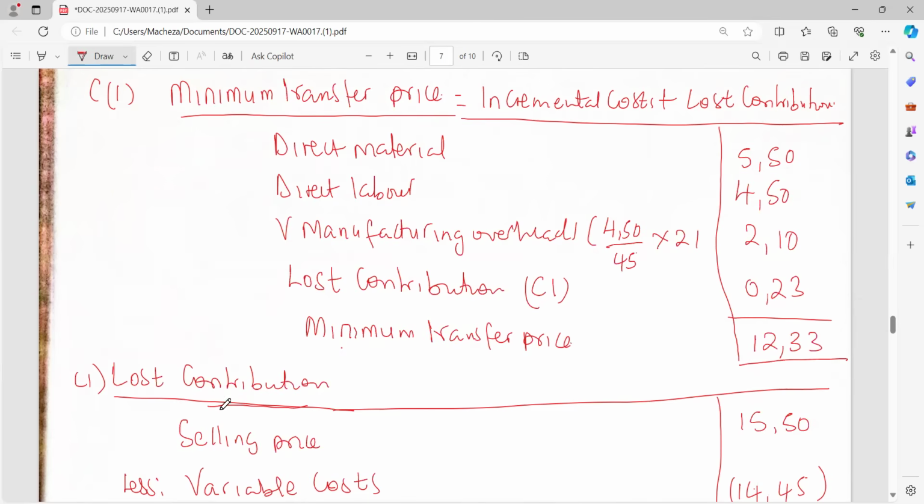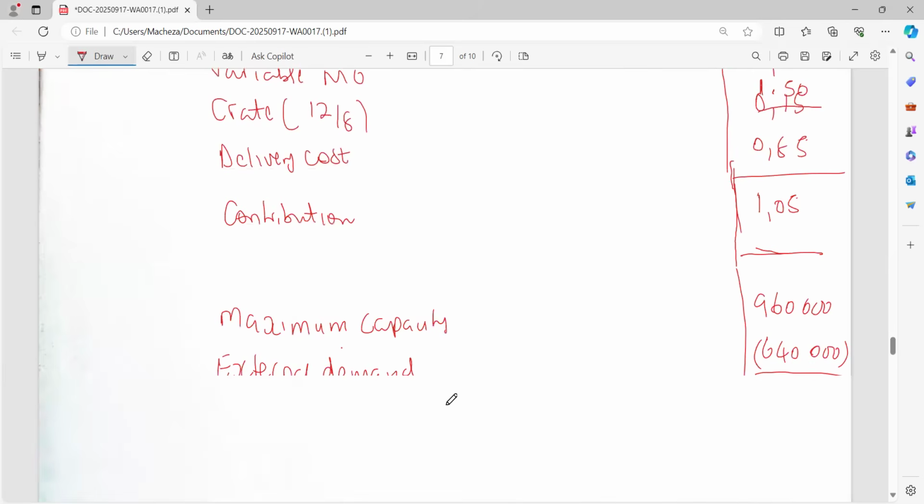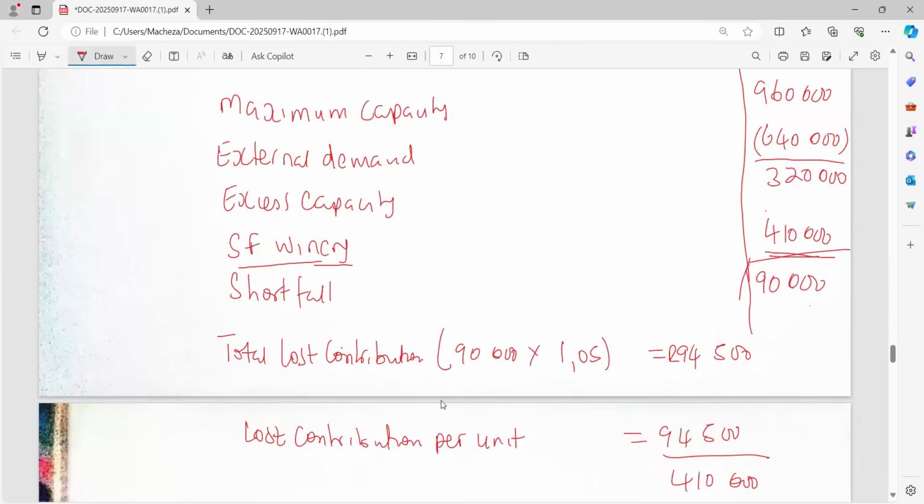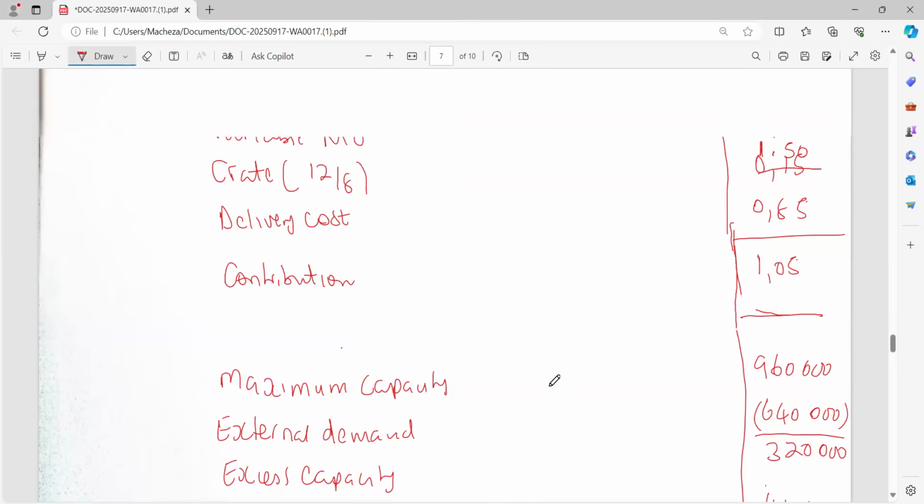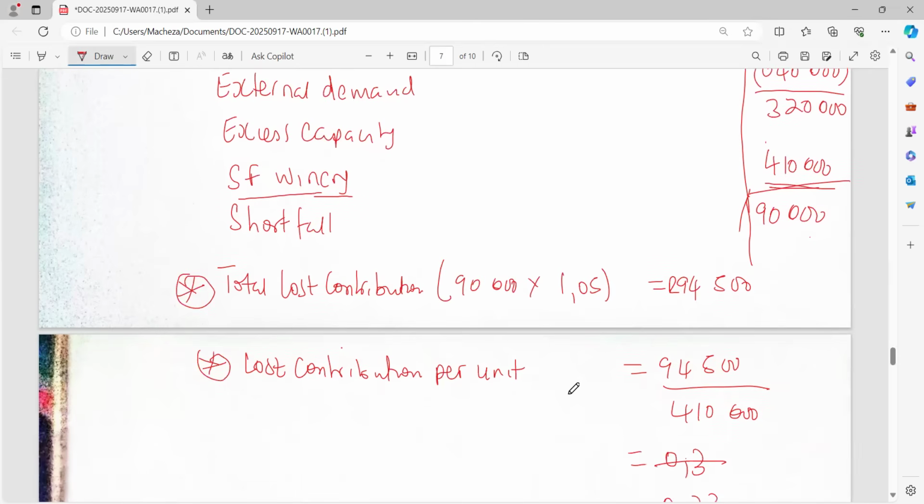What I want you guys, when you are doing your minimum transfer price as per your UNISA, I want you to look at here. Most people lose marks when they get to here. This is where most people get lost. Because if you go to other institutions, they will end here on your contribution. But for UNISA, if you end there, you are not done. They want you to determine the minimum transfer price based on the total lost contribution.